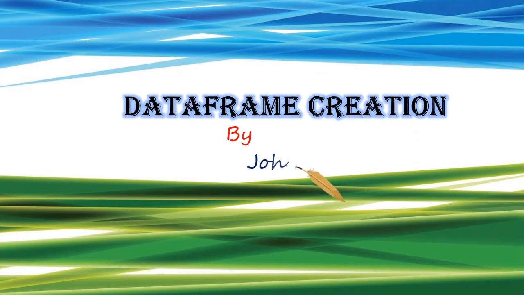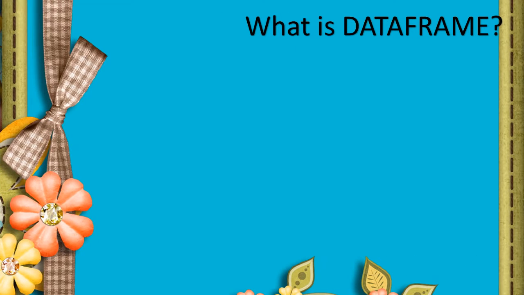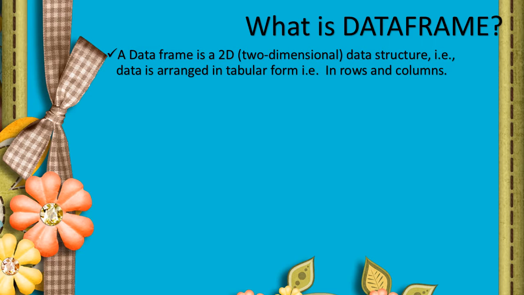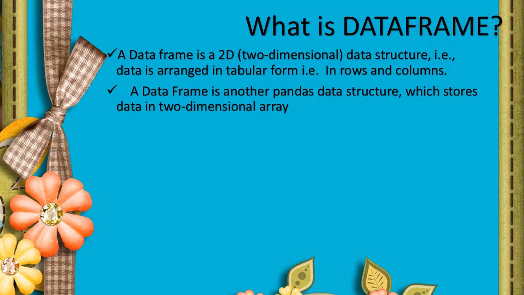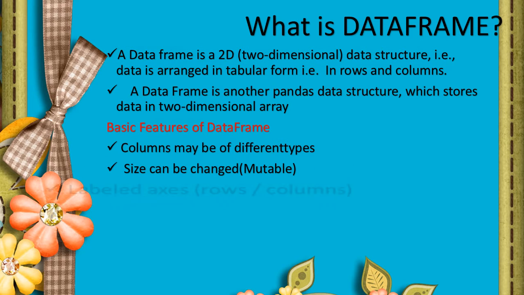We are going to see how to create the data frame. Data frame is another data structure of pandas. It is a two-dimensional data structure. The data will be arranged in the tabular format, which consists of rows and columns. Features of data frame: columns can have different data types, size is mutable, values are also mutable, and rows and columns are labeled.